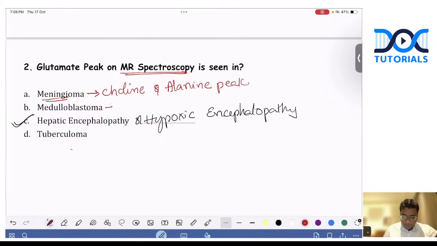And what is the thing that you see in medulloblastoma? This is also a tumor, so you will see choline, and along with choline, you will see taurine peak. So choline and alanine peak is seen in meningioma. Choline and taurine peak is seen in medulloblastoma.